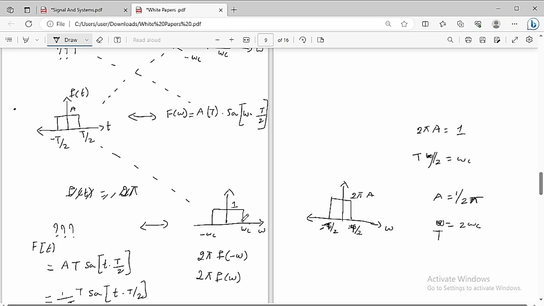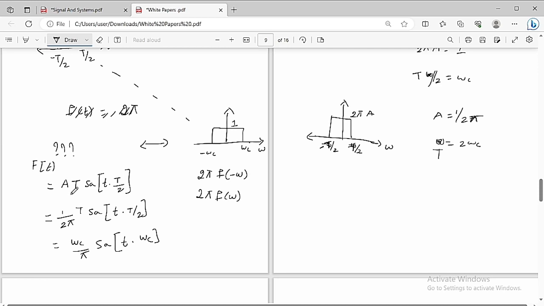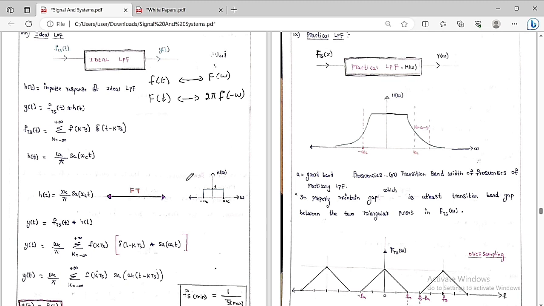But what is the thing that we want? Here the peak value we want is 1, and omega c value we want is T by 2. So 1 is nothing but 2 pi A, and T by 2 is nothing but omega c. From this, A is equal to 1 by 2 pi, and T is equal to 2 omega c. We substitute here, and we are going to get finally omega c by pi into Sa of omega c t. Same thing. So finally, we got it.